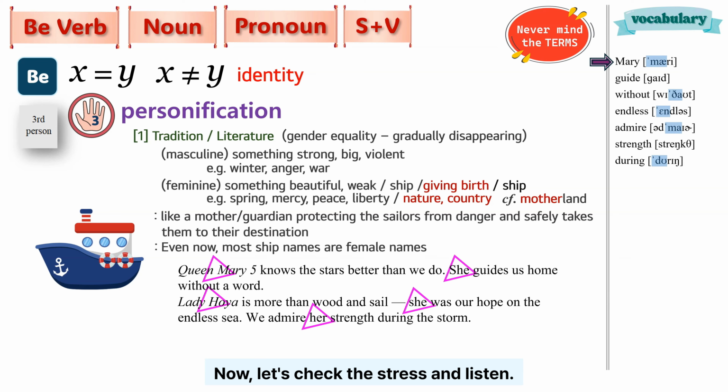Now let's check the stress and listen. Queen Mary 5 knows the stars better than we do. She guides us home without a word. Lady Hoya is more than wood and sail. She was our hope on the endless sea. We admire her strength during the storm.